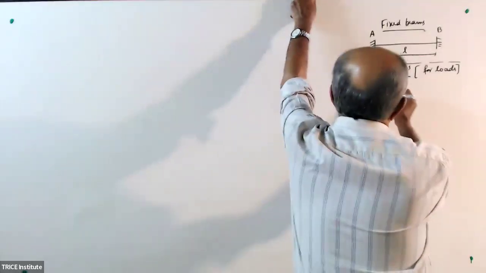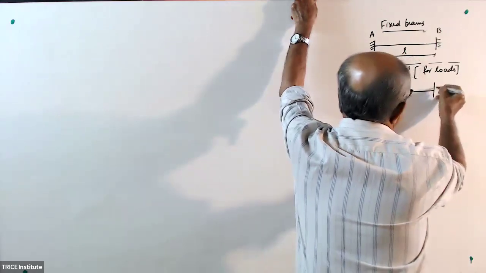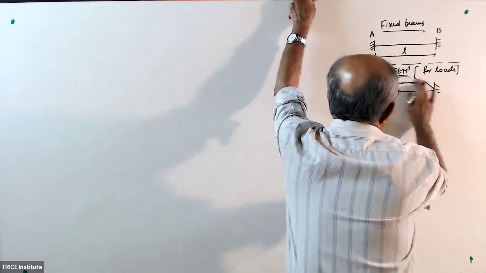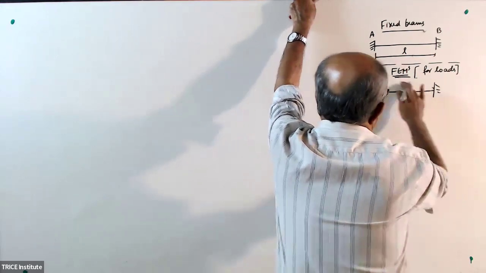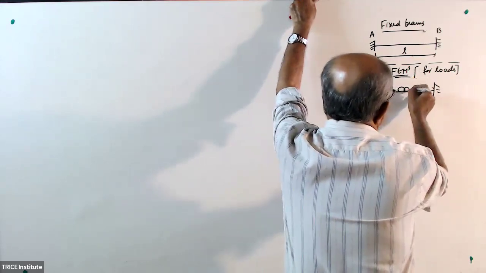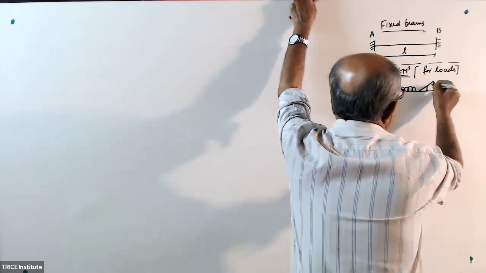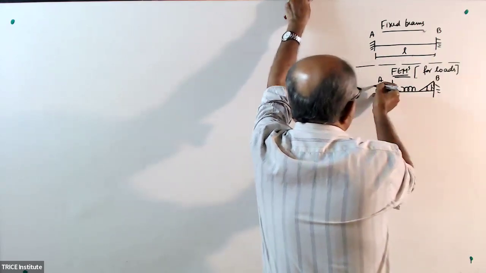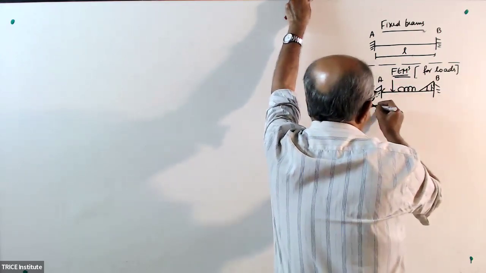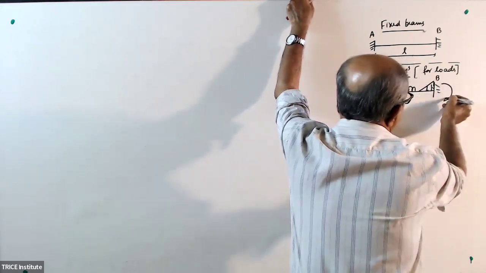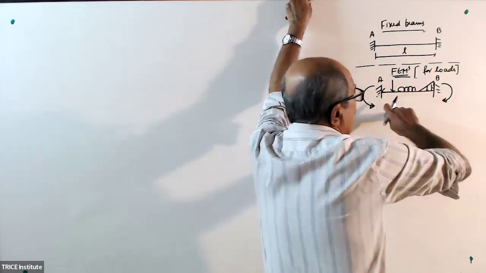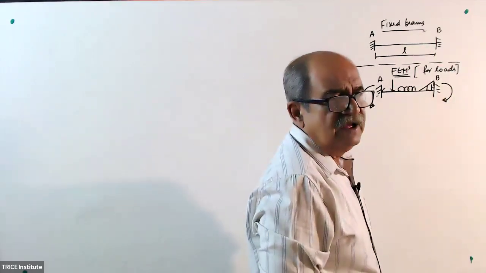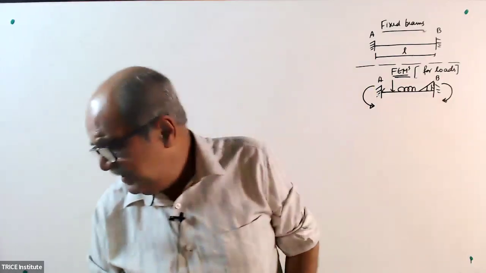For loads. See, fixed beam, first remember, any type of load, they can give point load, UDL or UVL, anything, anywhere, randomly. If this is A, this is B, the FEM here is anti-clockwise. FEM here is clockwise. See, the reacting moment anti-clockwise here, clockwise here, for loading. I am telling for loading. In general, this you can understand very easily.